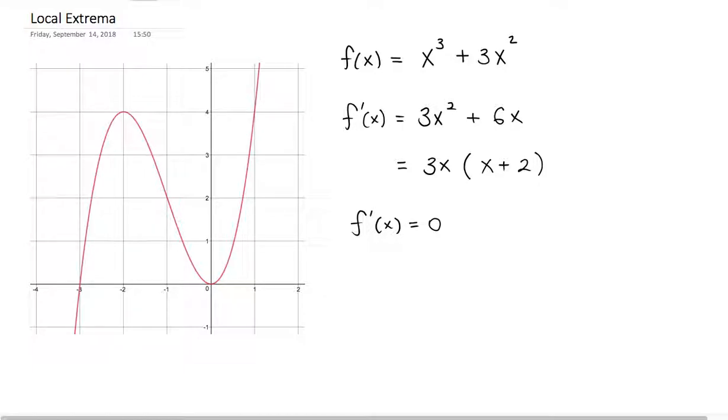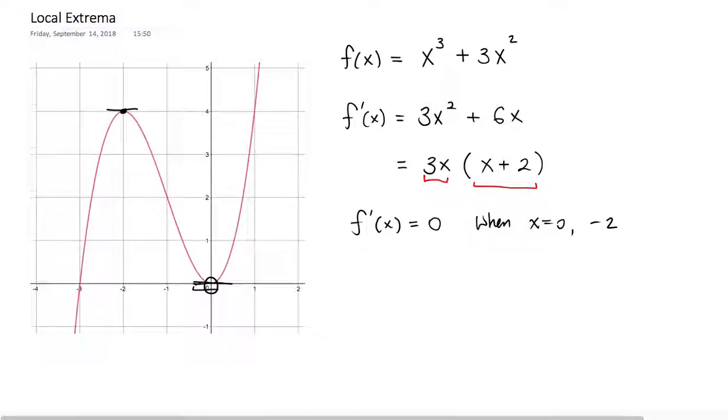And that's going to be when either 3x is 0 or x plus 2 is 0. And that happens when x is 0 or negative 2. And you can see that here, when x is 0, the derivative is 0, or the slope of the tangent line is 0. And when x is negative 2, the derivative is also 0, so there's a horizontal tangent there.